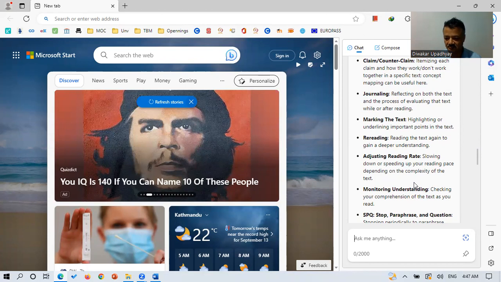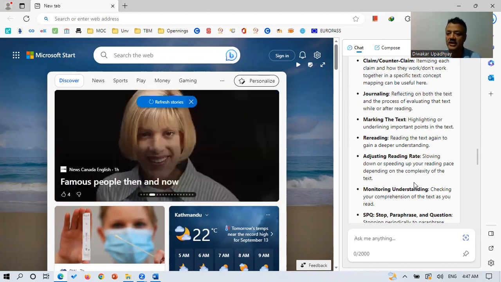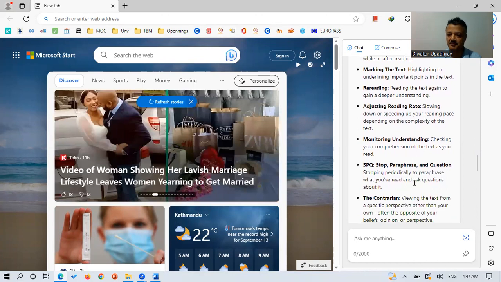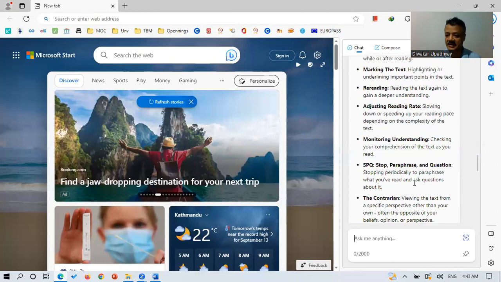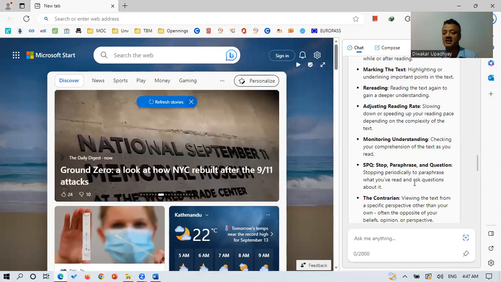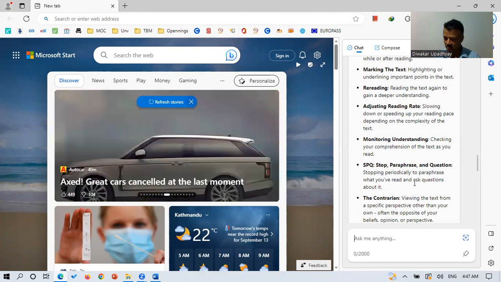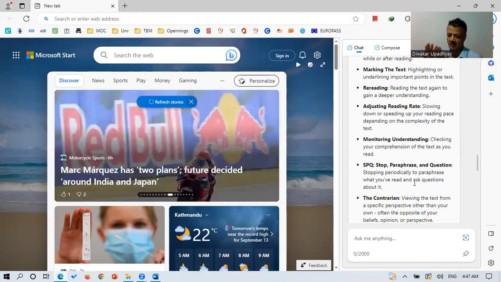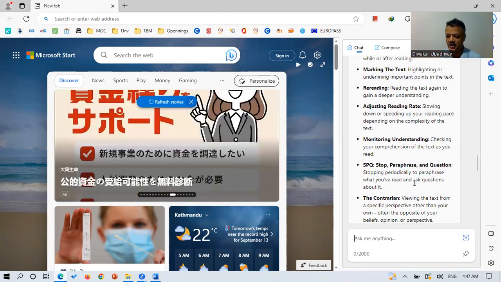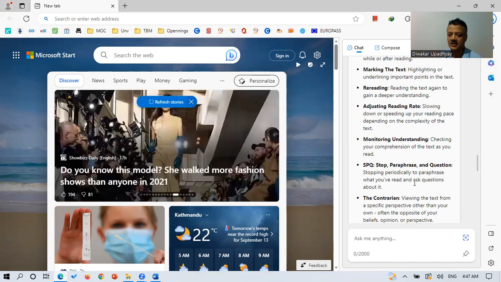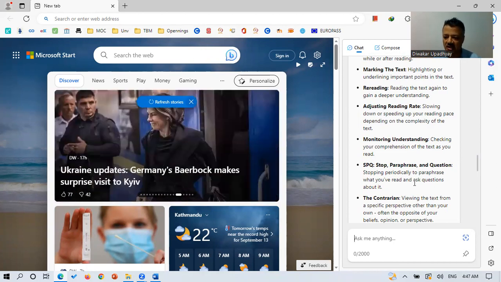Critical reading is adjusting reading rate, slowing down or speeding up your reading pace depending on the complexity of the text. Monitoring understanding, checking your comprehension of the text as you read. As you read, you check whether you're understanding or not. SPQ: stop, paraphrase, and question. You read and you stop at a point, then you paraphrase what you read in your mind, then you ask questions about what you read. So read, paraphrase, and ask questions about what you just read.